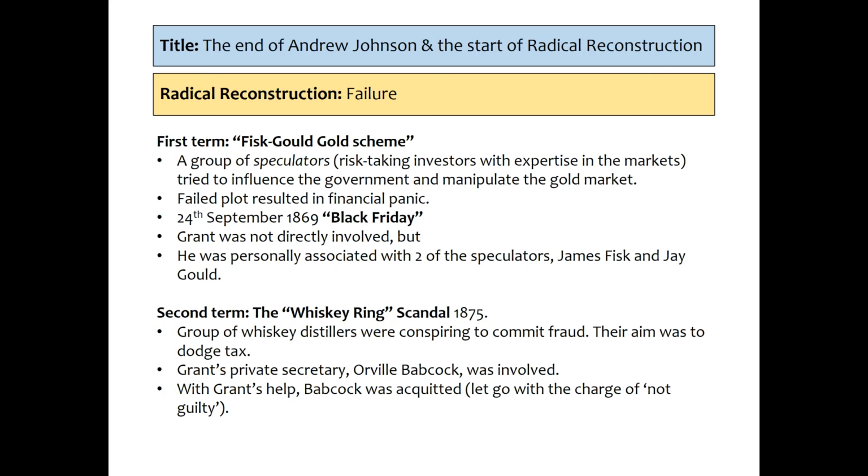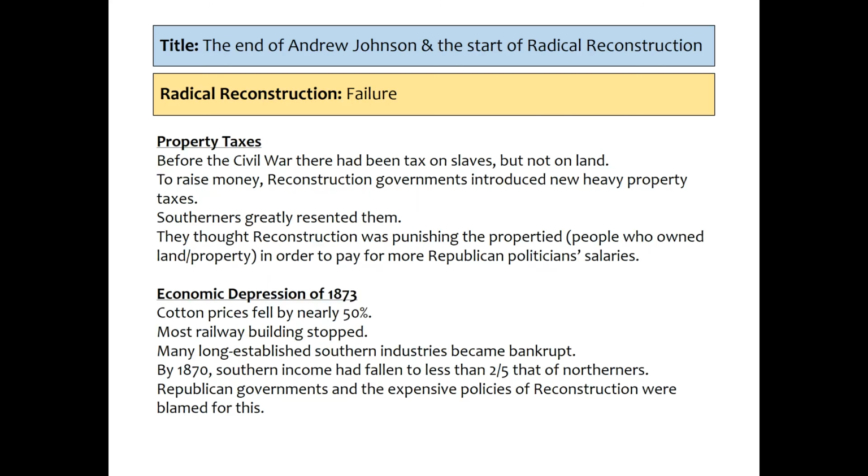Further factors that undermine Radical Reconstruction are the unfortunate effects on Ulysses S. Grant's presidency. We've got in his first term the Fisk Gould gold scheme, and in his second term the Whiskey Ring scandal in 1875. Both of these heavily undermine Grant's presidency, and although he wasn't involved directly, his position is undermined by these two things. The Fisk Gould scheme is also sometimes called the Black Friday scheme.